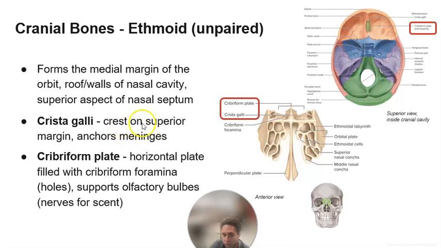So it's more of a crest on the superior margin. This is the superior margin. It looks like a crest. And the function is that it anchors the meninges.